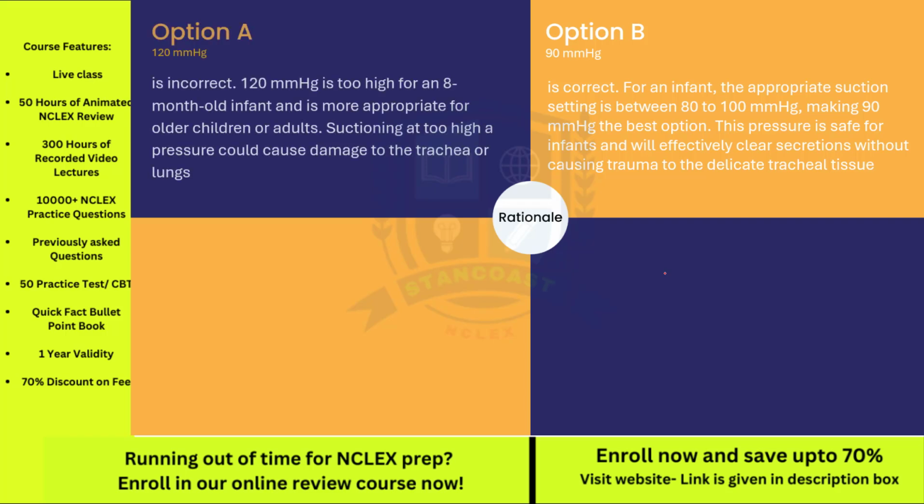A is incorrect. 120 mmHg is too high for an 8-month-old infant and is more appropriate for older children or adults. Suctioning at too high a pressure could cause damage to the trachea or lungs.